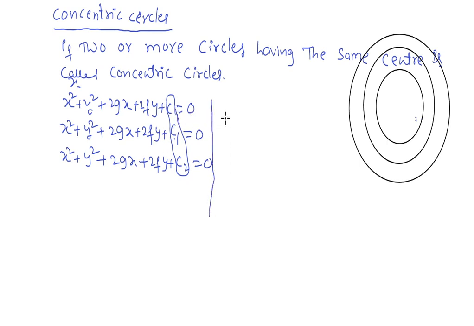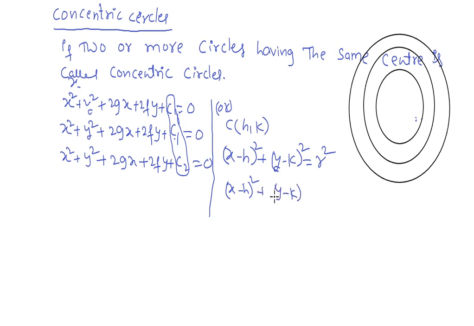Or, if the center is (h, k), the equation of the circle is (x minus h) whole square plus (y minus k) whole square is equal to r square. A concentric circle for this is (x minus h) whole square plus (y minus k) whole square is equal to r1 square. Another concentric circle equation is (x minus h) whole square plus (y minus k) whole square is equal to r2 square. They differ by a radius. The center is the same. These circles are called concentric circles.